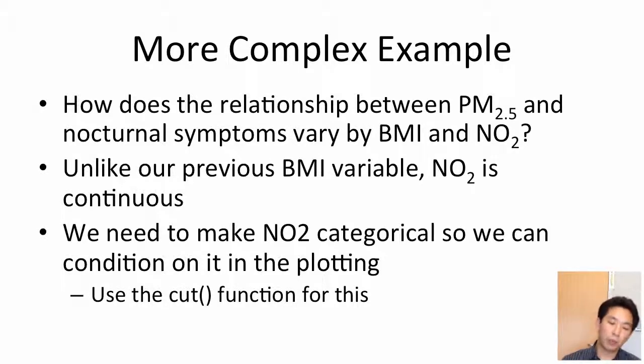So one tricky thing about this is that unlike our previous BMI variable, which is categorized into normal and overweight, the NO2 variable is continuous, or it's really the log of the NO2, and it's a continuous variable. So we can't really condition on a continuous variable when we're making plots, because then there would be an infinite number of plots. And so we need to categorize this variable into a reasonable series of ranges. And so what we're going to do is use the cut function for this purpose to literally cut the data into a series of ranges.